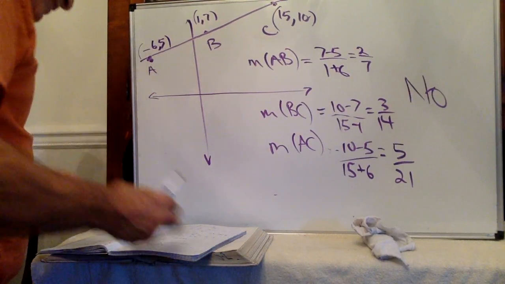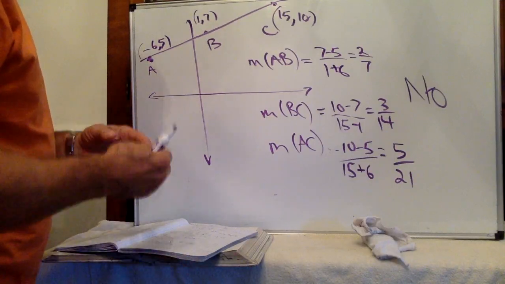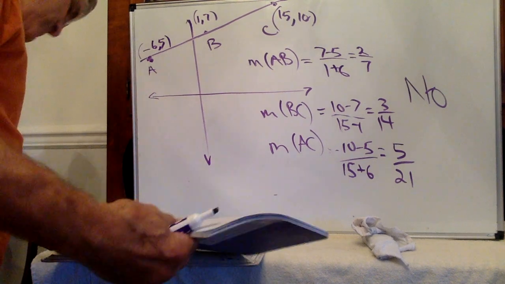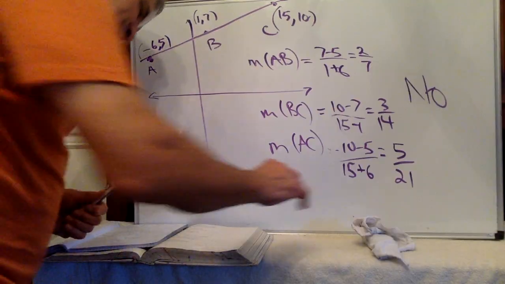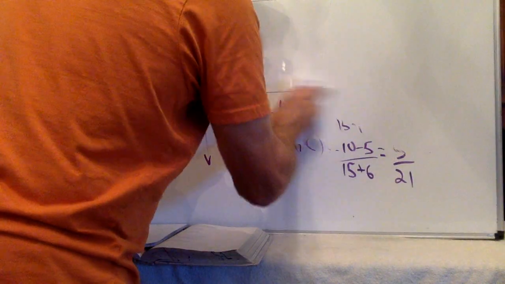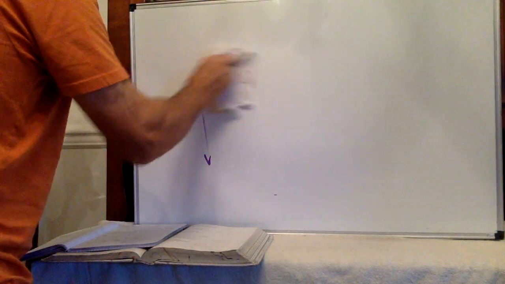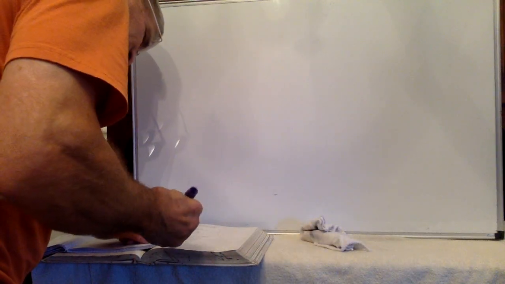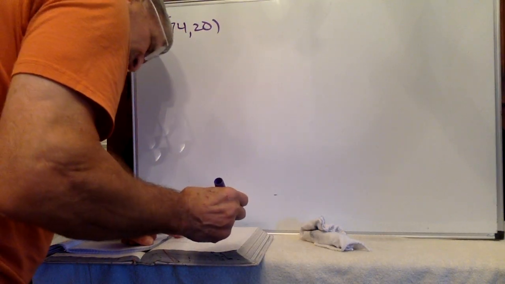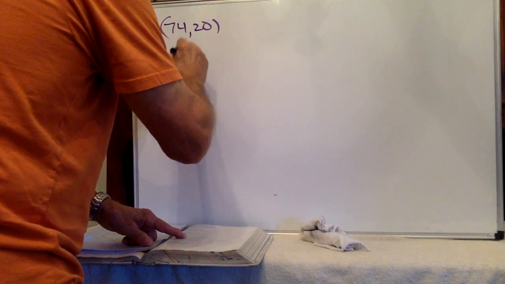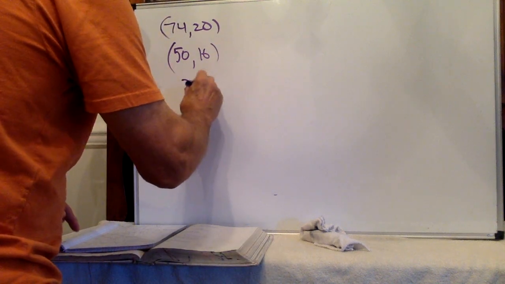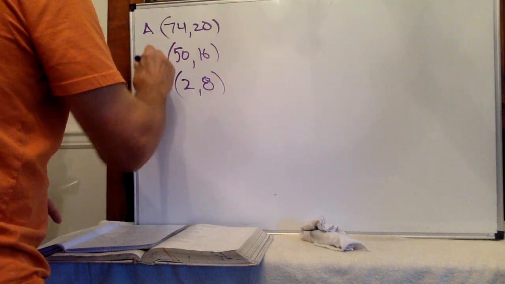Again, in order for points to be collinear, the slopes between any two of them have to be the same. So part A, no. Part B, I'm not going to draw it up, I'm just going to list the points. Same problem, different points. So the 3 points they gave you in part B: 74, 20, 50, 16, and 2, 8. And again, let's call those points A, B, and C.